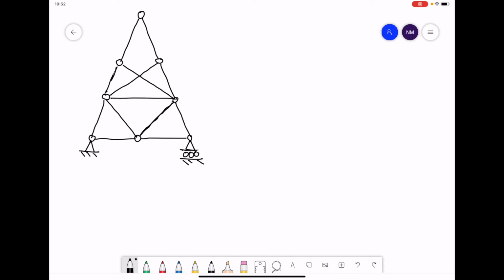In this structure, we're going to count out the number of members, the number of reaction forces, and the number of joints. For the number of members, we have 1, 2, 3, 4, 5, 6, 7, 8, 9, 10, 11, 12, 13. Number of reaction forces: fixed support gets replaced by 2 reaction forces. Roller support gets replaced by 1, giving us a total of 3 reaction forces. Number of joints: 1, 2, 3, 4, 5, 6, 7, 8.